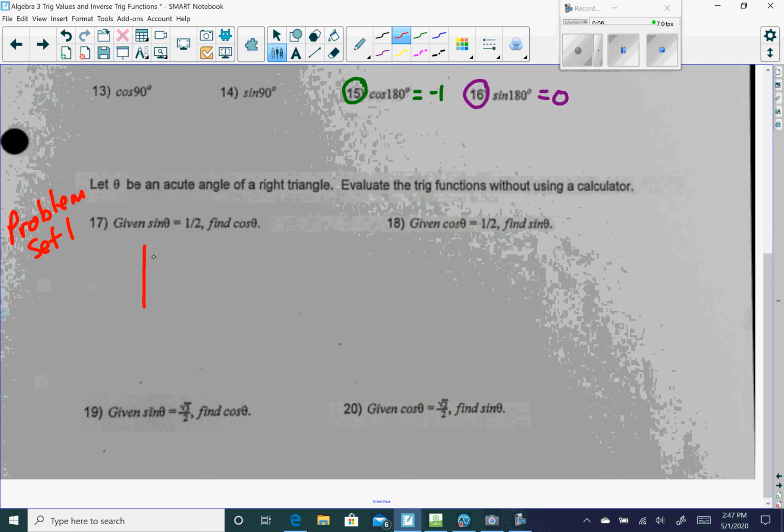So this is where you'd want to draw your right triangle, put in a right angle, label theta, and then based off of the information given here, we start with sine theta is equal to 1/2. Remember this is opposite over hypotenuse, so you label it in as such. You find the third missing side if necessary, and then all you need to do is calculate the trig ratio. So when it says evaluate trig functions without using a calculator, it's the same thing as finding the ratios. If we're just asked to find cosine theta, we just want the ratio.